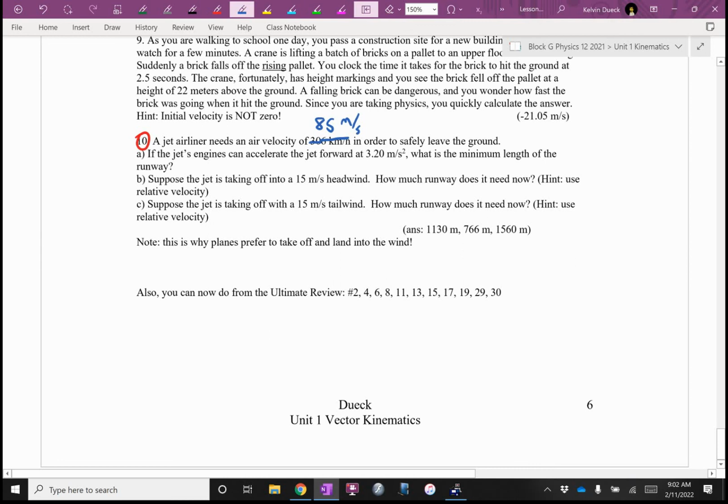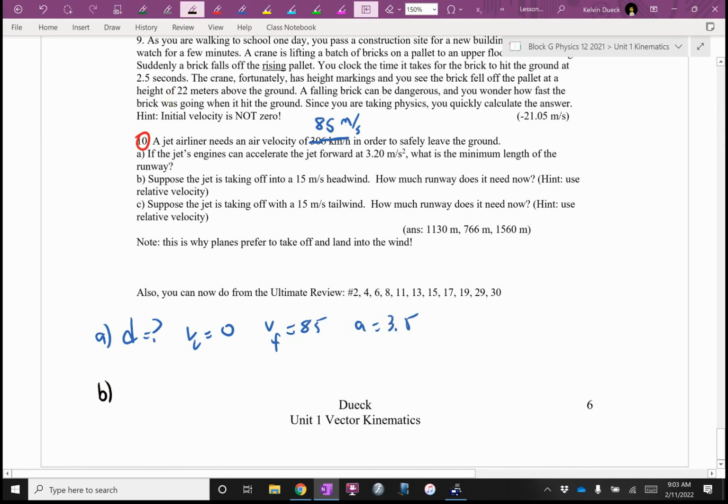That's how fast the airplane has to be traveling through the air, not over the ground, through the air to take off. So if the jet's engines can accelerate the jet forward for part A, they want me to find d. Oh, and what's Vi of any airplane taking off ever? Yeah, they come to a stop. Vf is going to be 85. a is 3.5. You can find d from that, yes? Okay.